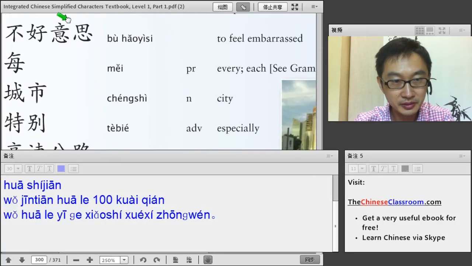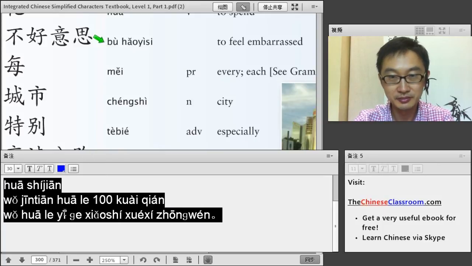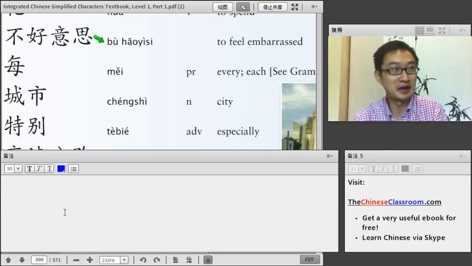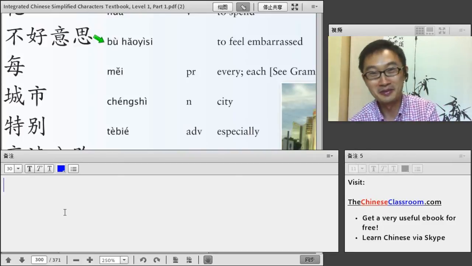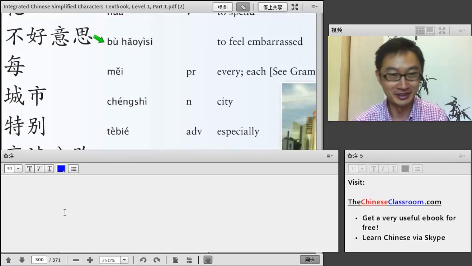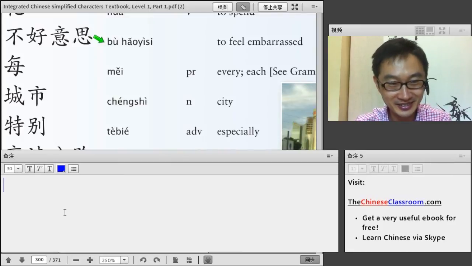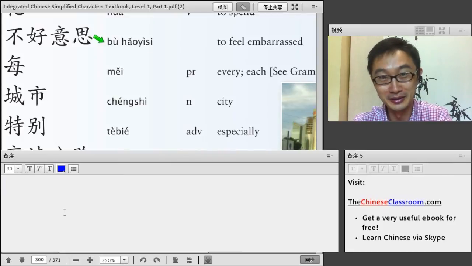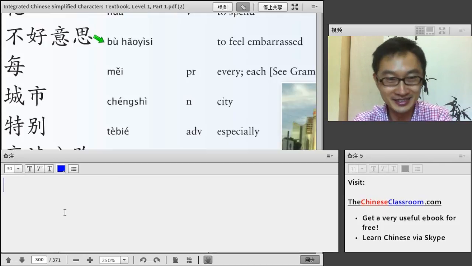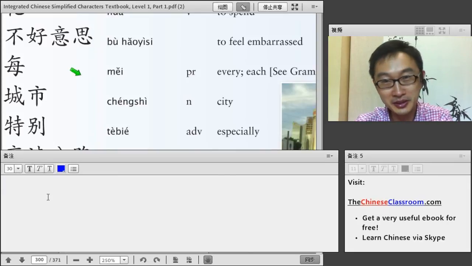Here, 不好意思 means you feel embarrassed, like you feel shy, sorry. If I break your vase, I say 不好意思. Literally 不 means no, 好 is good. It's like, that's not a good thing. So you say 不好意思.